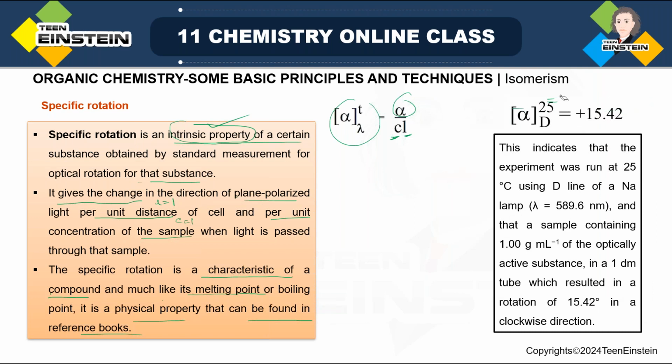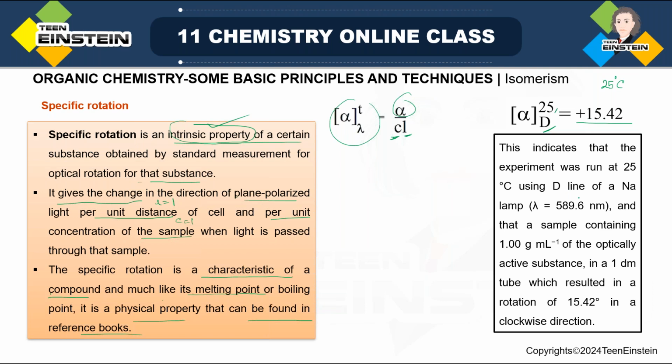So see here, it is mentioned alpha within third bracket 25. 25 means the temperature is 25 degrees centigrade. And D means, as I have said, it is the sodium lamp. That means that specific wavelength we are using for measurement of rotation. So here it is mentioned as plus 15.42. So what does this expression actually mean?